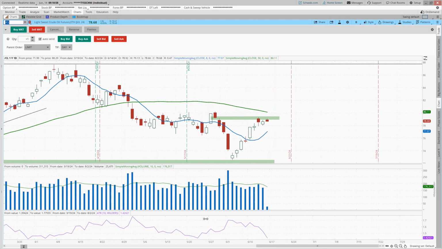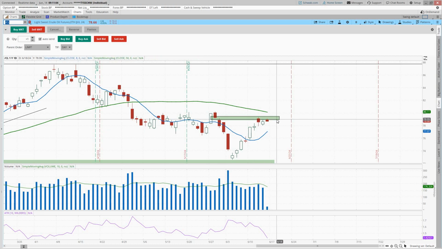Yesterday tried to go, really made an indecision candle. The upside auction is starting to deteriorate. I don't see an excess high. That's the only thing I don't like, but I do think this upside auction is deteriorating.